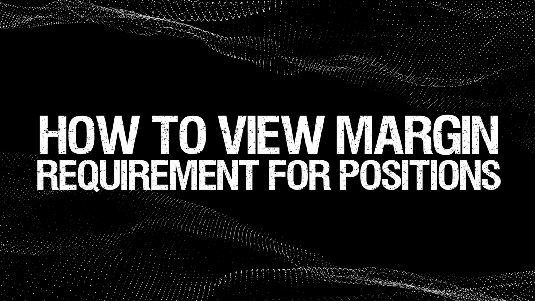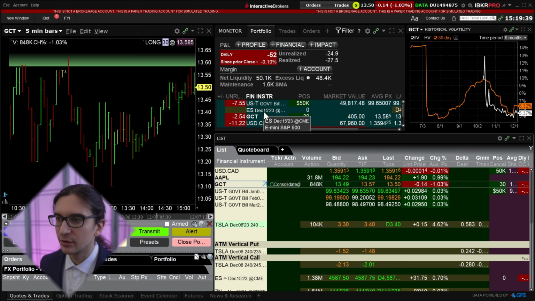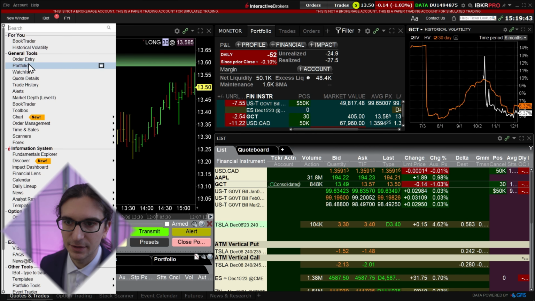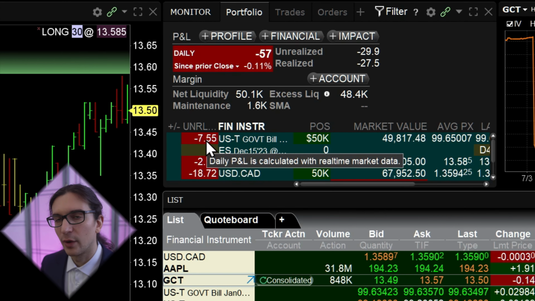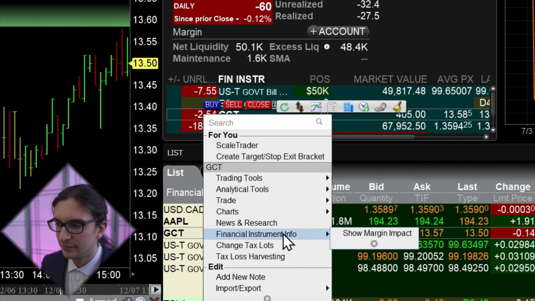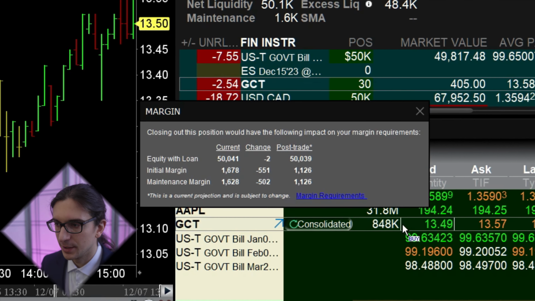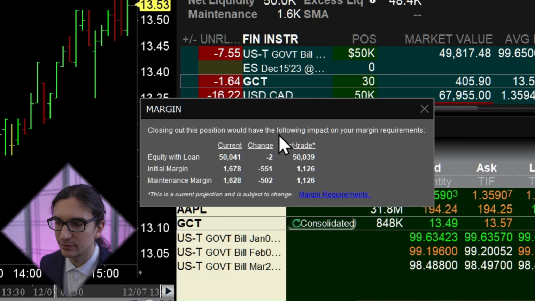How to view your margin requirement for individual positions in your account. It's very easy. The simplest way would be to go into your portfolio window. If you do not have your portfolio here, go to new window and then select portfolio. And then in your portfolio window, you can just right click on the symbol and then go to financial instrument info and then select show margin impact. This window will show the margin impact of that individual position and the impact that it will also have if you decide to close that position.